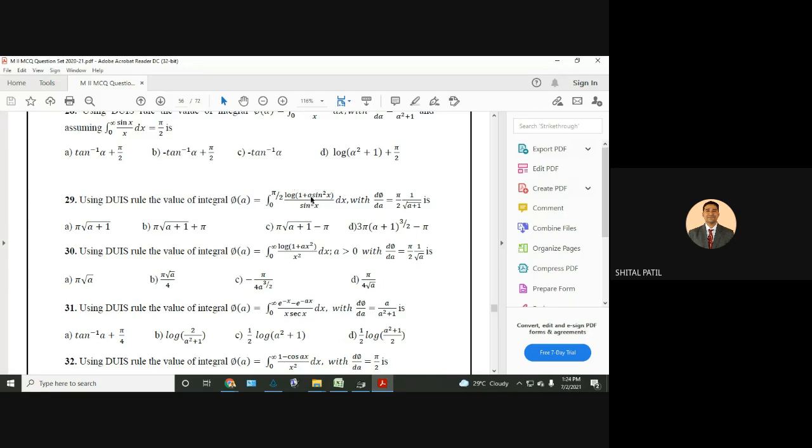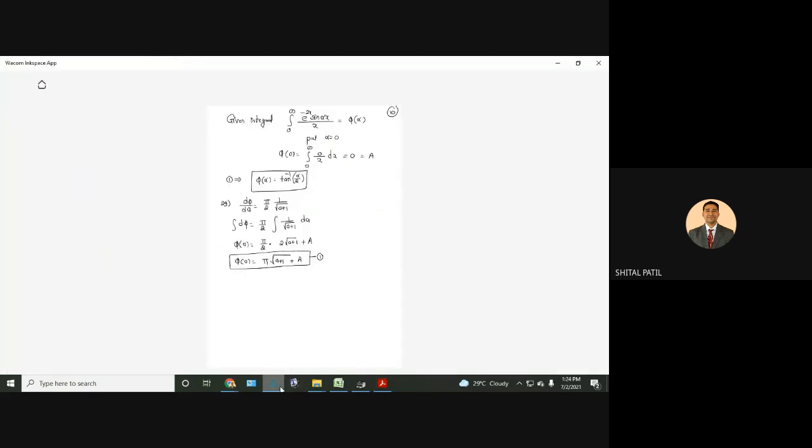A equal to 0. Log of 1 plus 0 is log 1. Log of 1 is 0. Okay, hope you might have understood. So we have to take a equal to 0. Now write the integral. Let me write it.